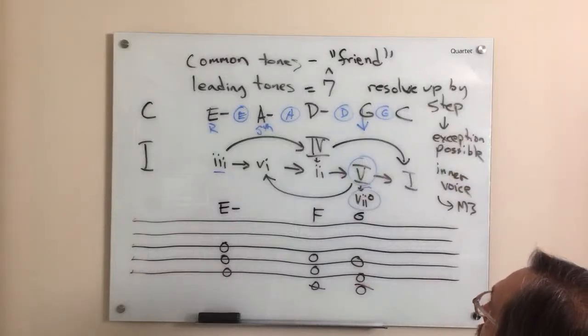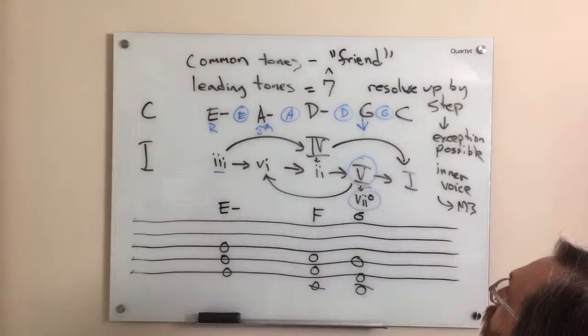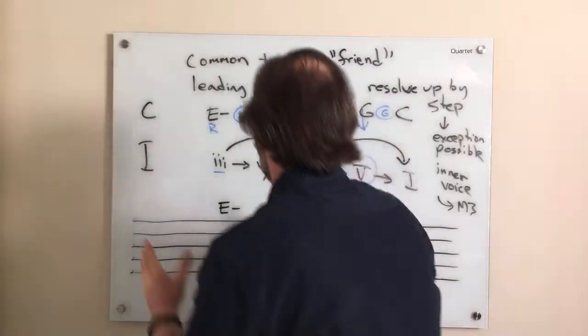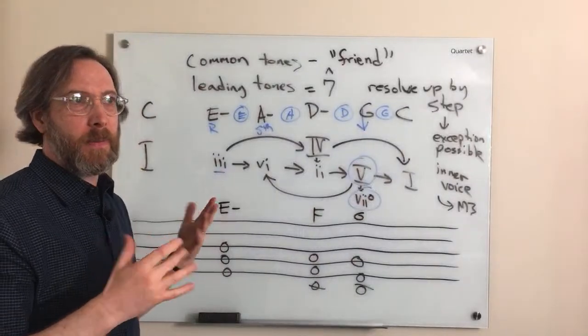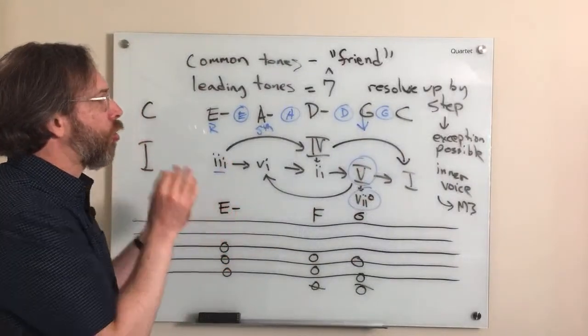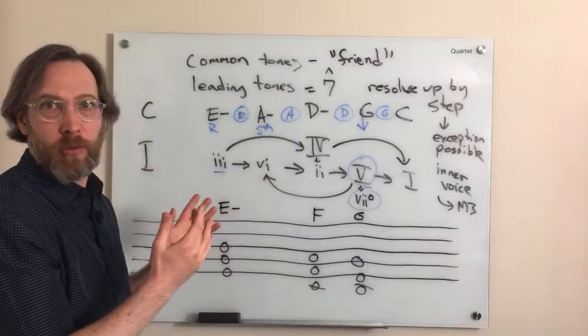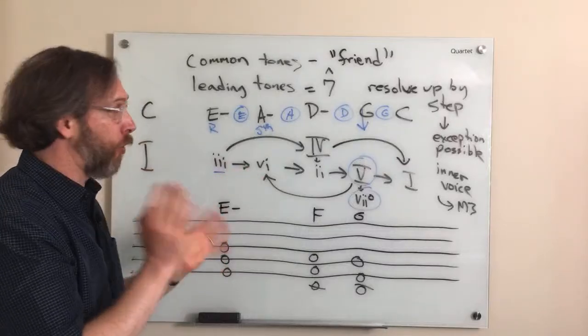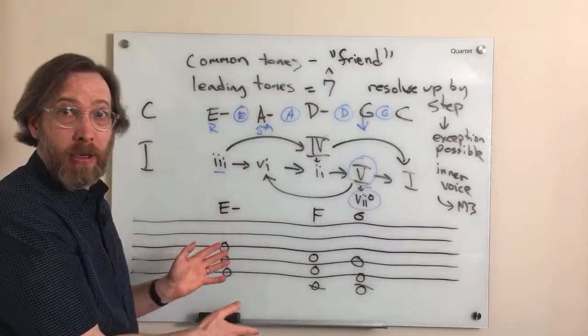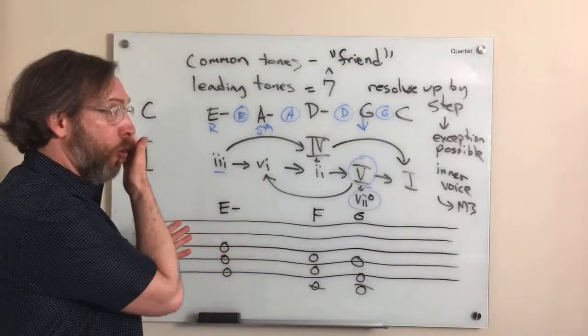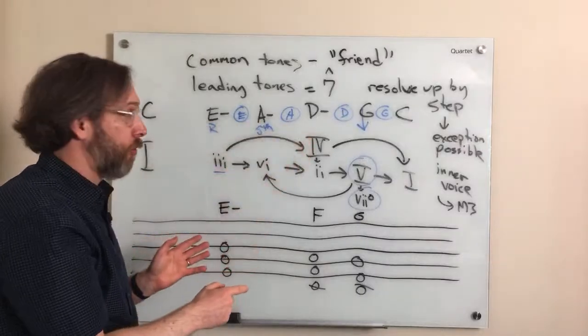The common tone, in relationship to this harmonic progression, doesn't seem to play a critical role in how the chords relate, because we can have good chord progressions that have 0 common tones between them. We can have good chord progressions that have 1 common tone between them.